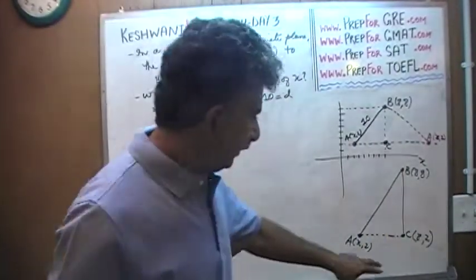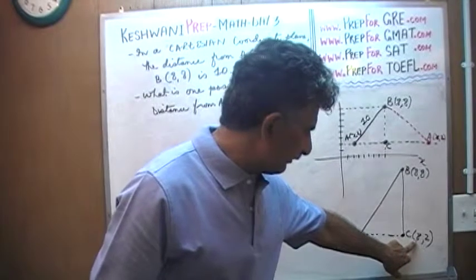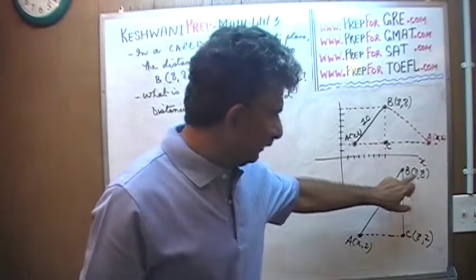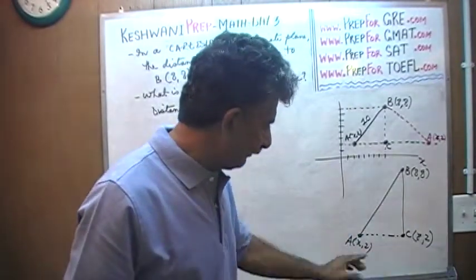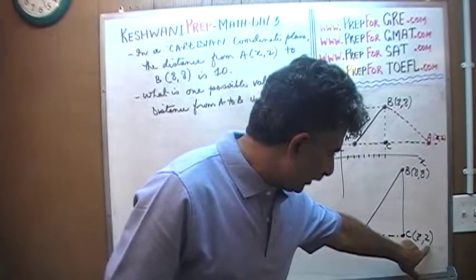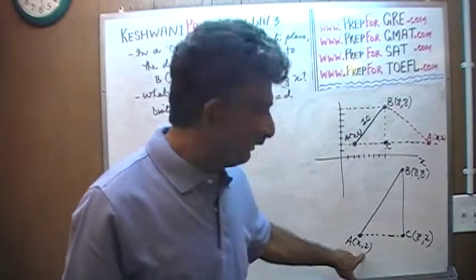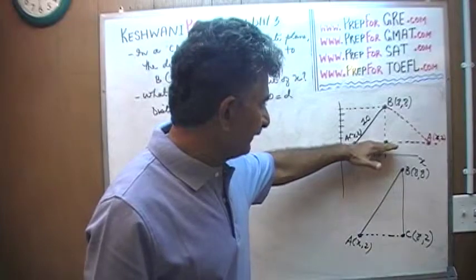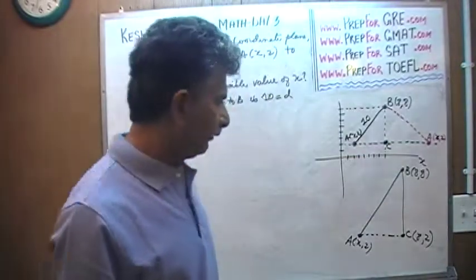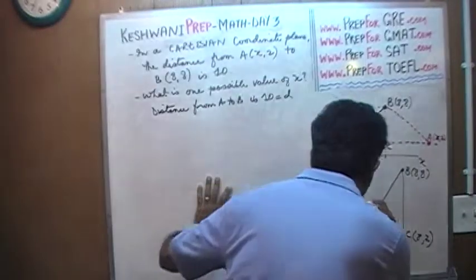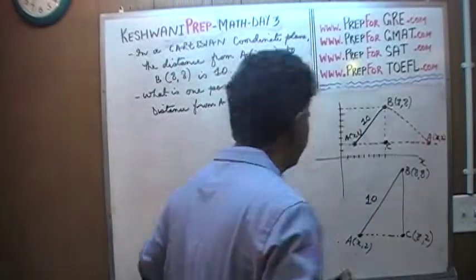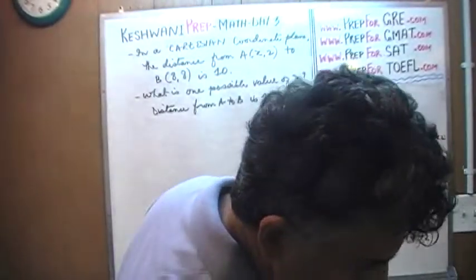One more time. The x coordinate of C is the same as the x coordinate of B, because B to C is parallel to the y axis. Similarly, the y coordinate of C is the same as the y coordinate of A, because the line AC is parallel to the x axis. And we know that this distance is 10. And I'm calling that distance D.